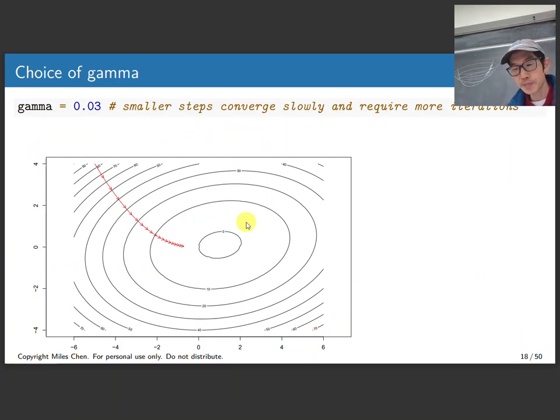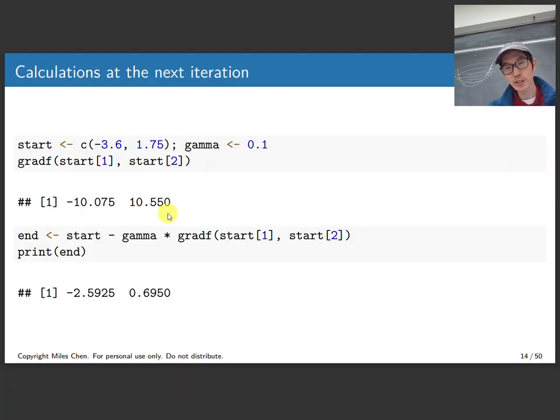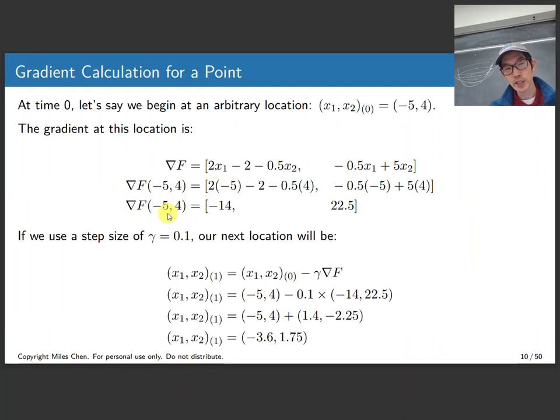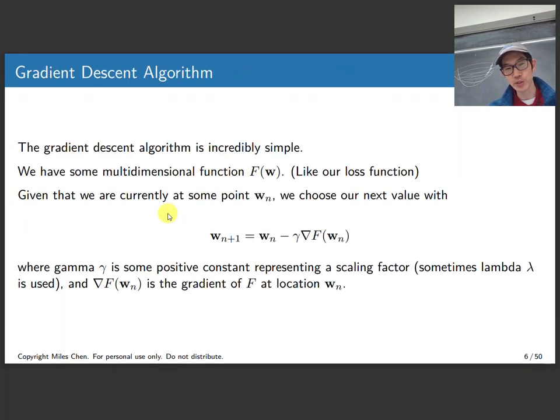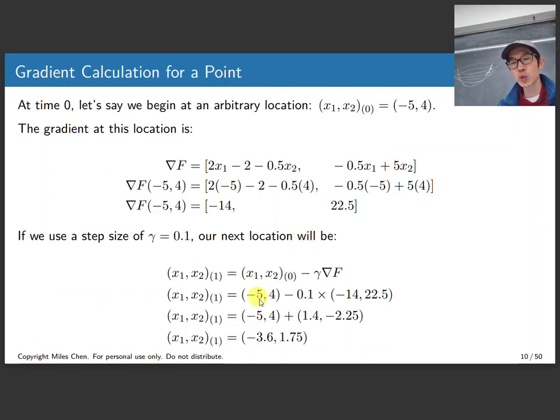Okay, you can adjust your gamma. Remember, gamma is this constant that we multiply in our algorithm. In our algorithm, we take our current location minus gamma times f. Gamma is some scaling factor. Over here, it was 0.1.